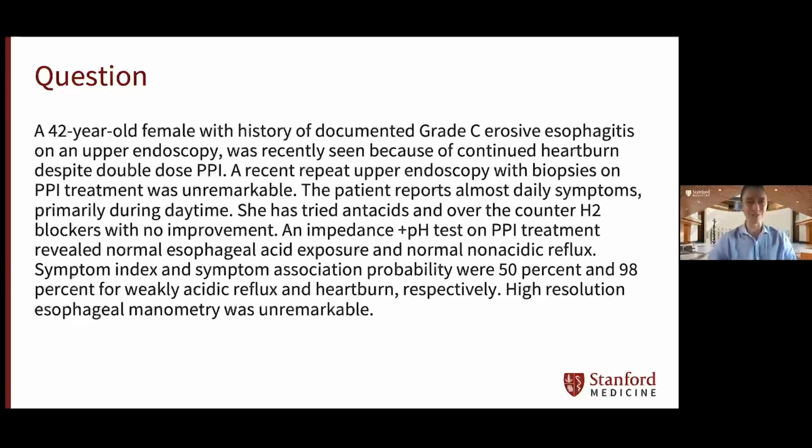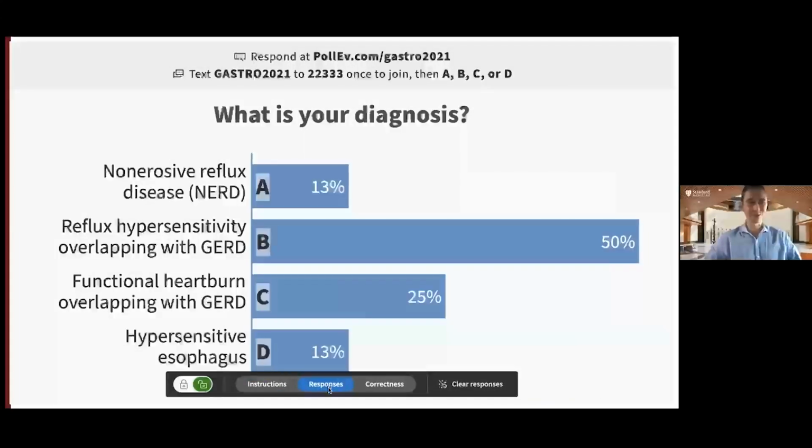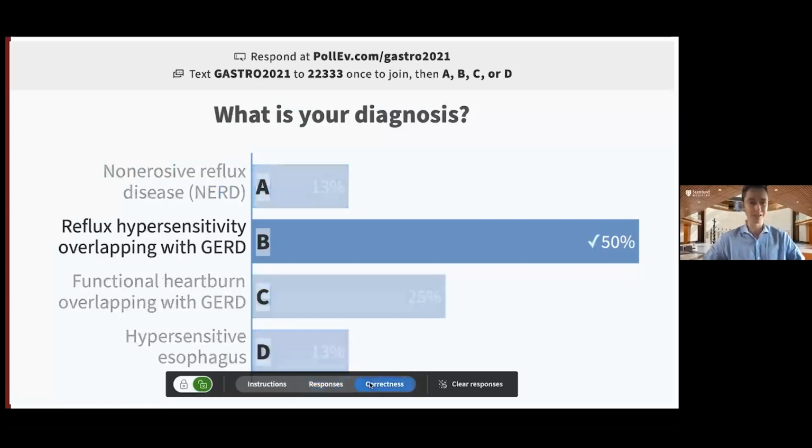So let's look at the responses. So this is a good spread. The majority of participants have chosen reflux hypersensitivity overlapping with GERD, but some of us are thinking about functional heartburn, others about non-erosive reflux disease, and some others with hypersensitive esophagus. The correct answer is B. So the majority of us were correct in this. And Dr. Clark, maybe you can walk us through this question.